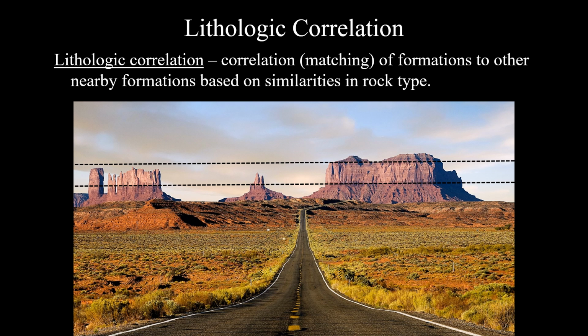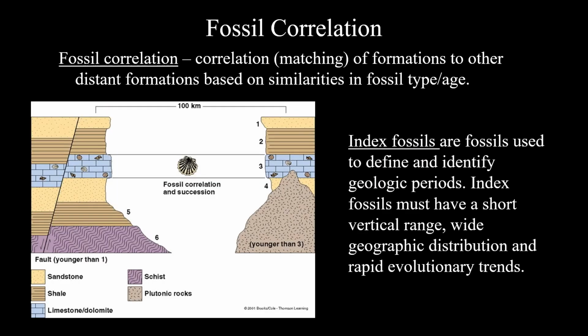So because every location doesn't have all the pages of the book, we're going to try to correlate across long distances. And we're going to use a few different methods to correlate our rocks. We're going to use lithologic correlation. So that's trying to essentially match the rock types. Do the formations look the same? Do they have the same mineralogy, geochemistry, isotopic signatures? Do the rocks essentially look the same? Are we looking at similar rocks?